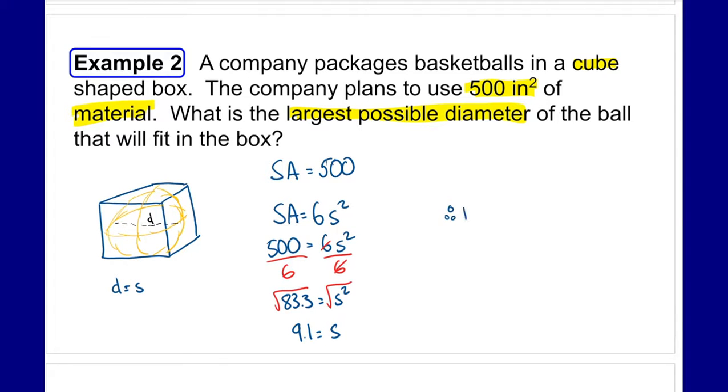So therefore, the largest ball that would fit can have a diameter of 9.1 inches. So you can have a ball with a diameter of 9.1 inches. That's the largest ball that you could fit into these boxes, given the material.